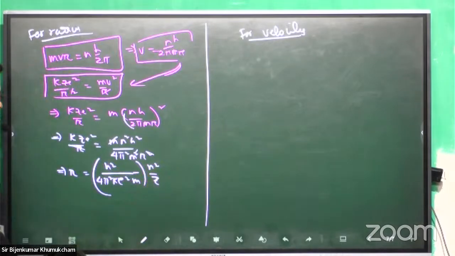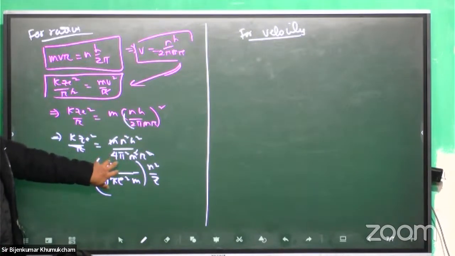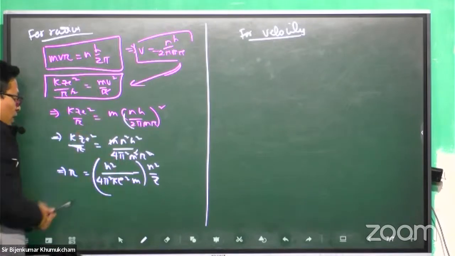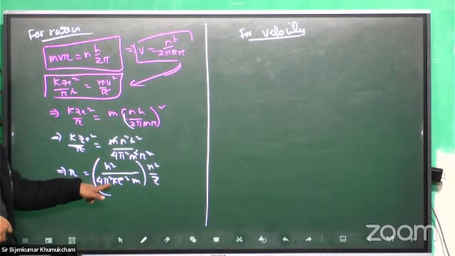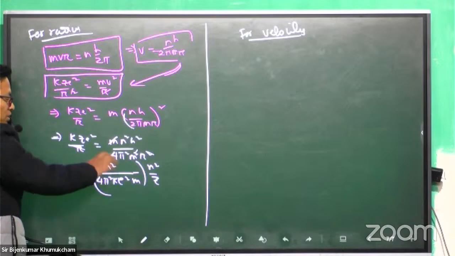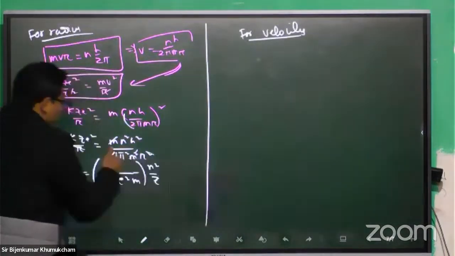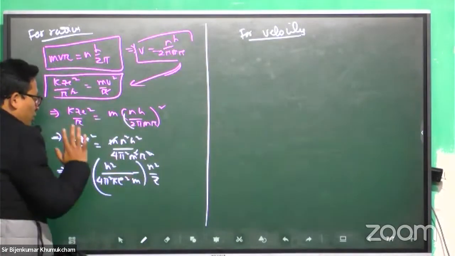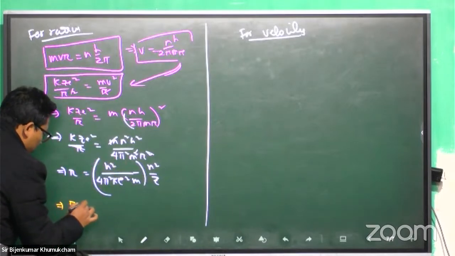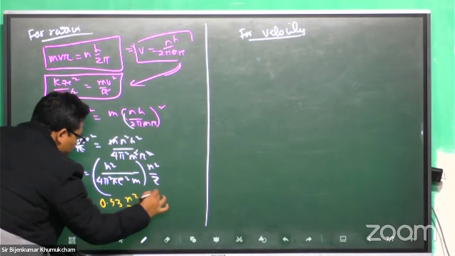I don't expect you to remember this whole expression, because it is impossible. If they ask, you should derive it, where k equals 1 by 4 pi epsilon naught. You put the value and you will get the answer. I'm not concerned about this. What I want to find is, I know the value of h, k, e and m. When I substitute all the values, I get 0.53 n square by Z angstrom.